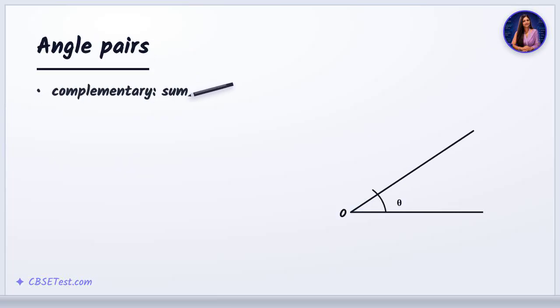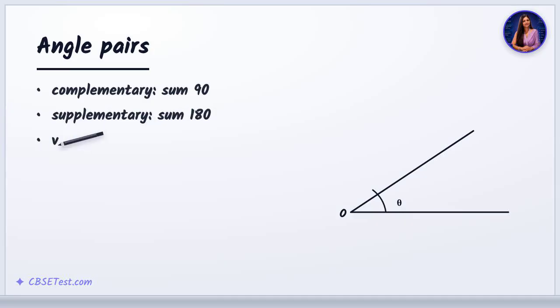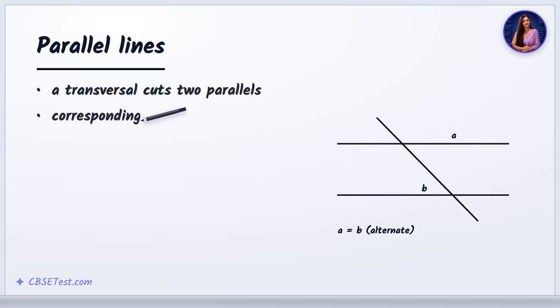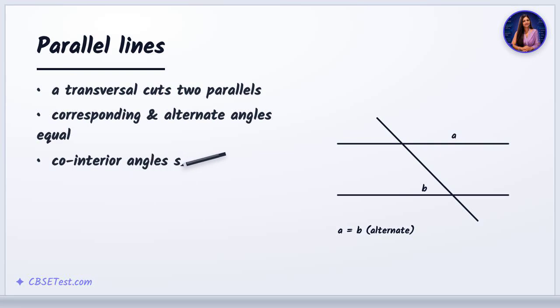Recall the key angle pairs. Complementary angles add to 90 degrees, supplementary to 180, and vertically opposite angles are always equal. When a transversal crosses two parallel lines, corresponding and alternate angles are equal, while co-interior angles add to 180 degrees.